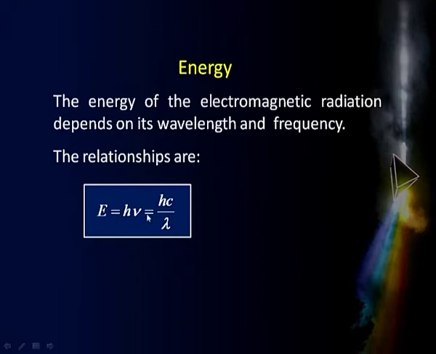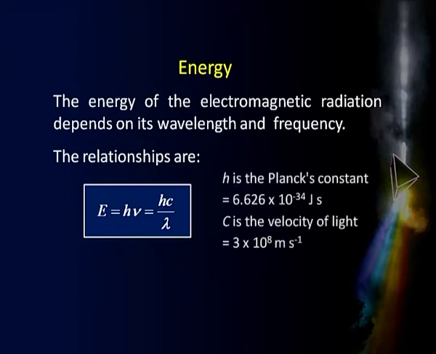E is equal to h nu, where nu is the frequency and h is Planck's constant. So, E is directly proportional to frequency. And the second relationship is that E is equal to h c by lambda, where h is Planck's constant again, c is the velocity of light and lambda is the wavelength. So, energy is related directly to the frequency, the more the energy, and inversely related to the wavelength, the more the wavelength, the lesser the energy. This is a very important relationship we have to keep in mind.